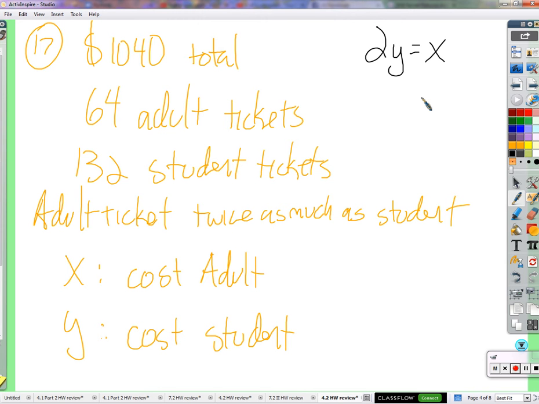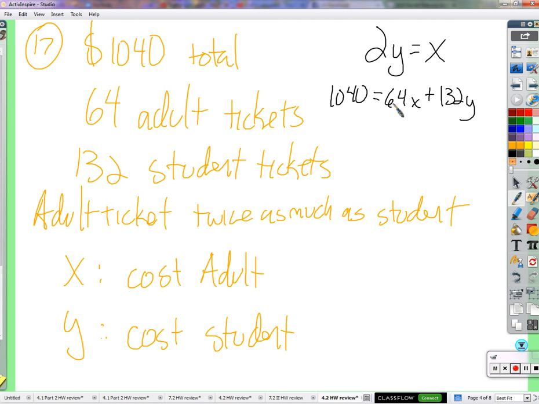Or money. 1040 plus 64x plus 132y. This fails to be an equation. I think, no, 64x plus 132y equals 1040. So instead of saying plus, we should say equals? Yeah. I'm sorry.